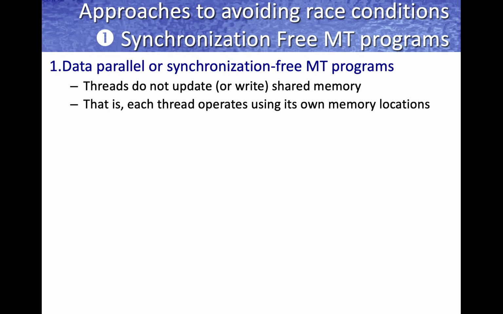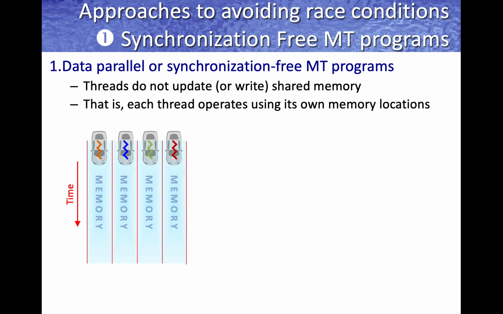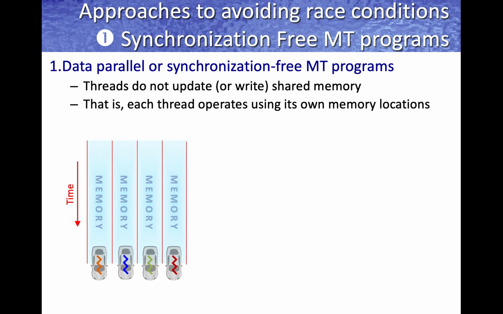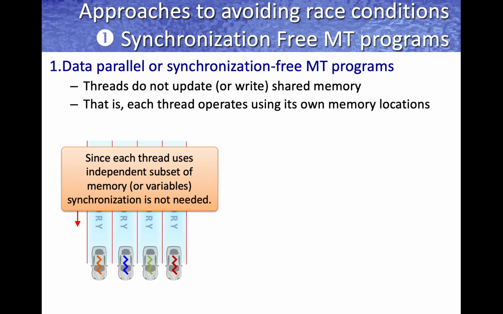Data parallel or synchronization-free programs are ones where threads do not update or work with shared memory resources. The analogy to this is cars operating on their own lanes, where lanes are like memories and cars are like threads. As long as they operate on their own independent lanes, you can develop synchronization-free programs because they all work on independent subsets of memory or variables.